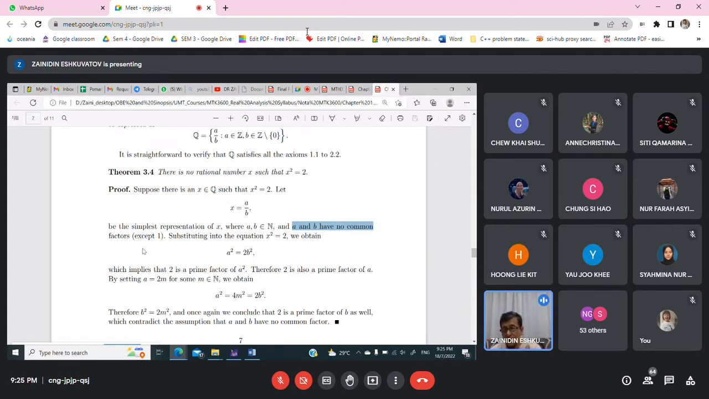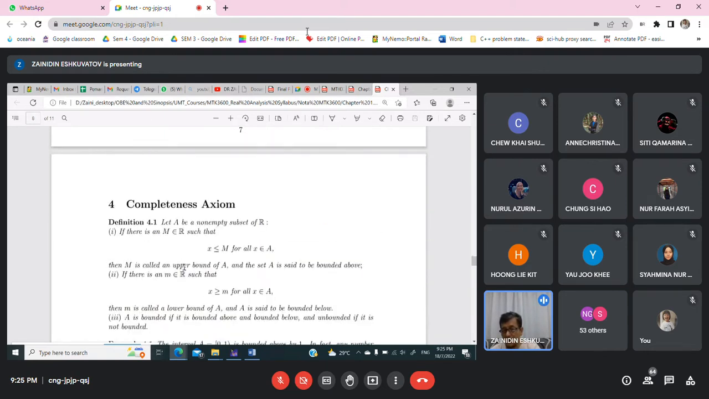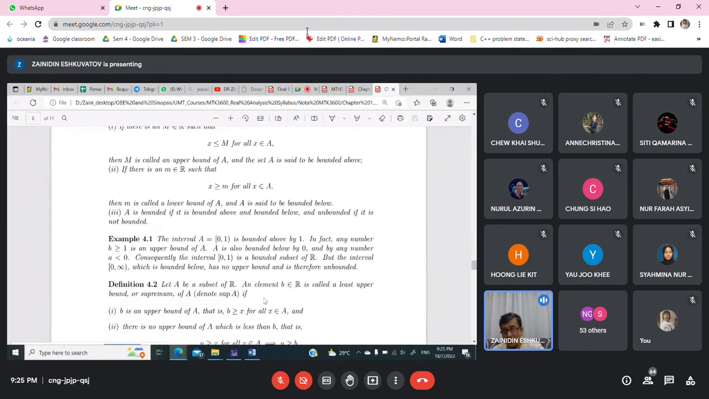Then you will see that in the exam. And this completeness axiom also plays an important role in many proofs of the problems. You see, the first one is the upper bound: M is called an upper bound of A, or small m is called a lower bound of set A.